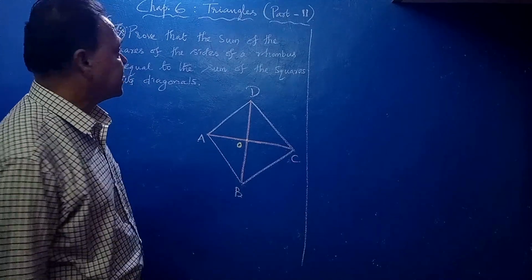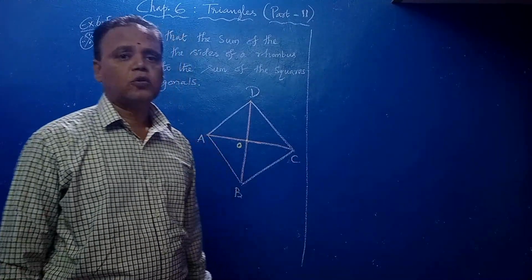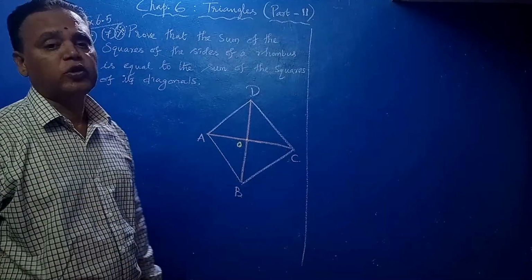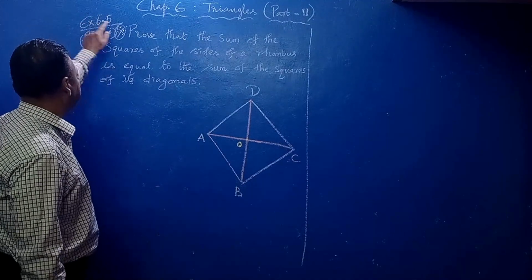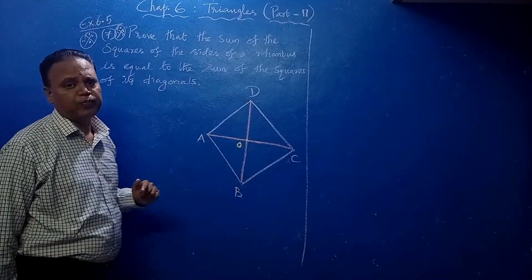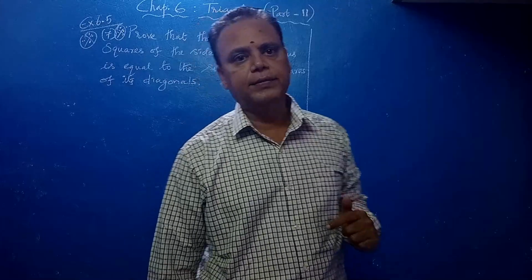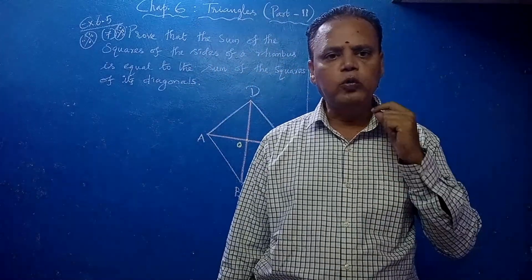Chapter 6, triangles part 11. So in this part we are going to see some more important problems from exercise 6.5. The seventh problem is very, very important, a repeated question. Clear? So we have to thoroughly practice.